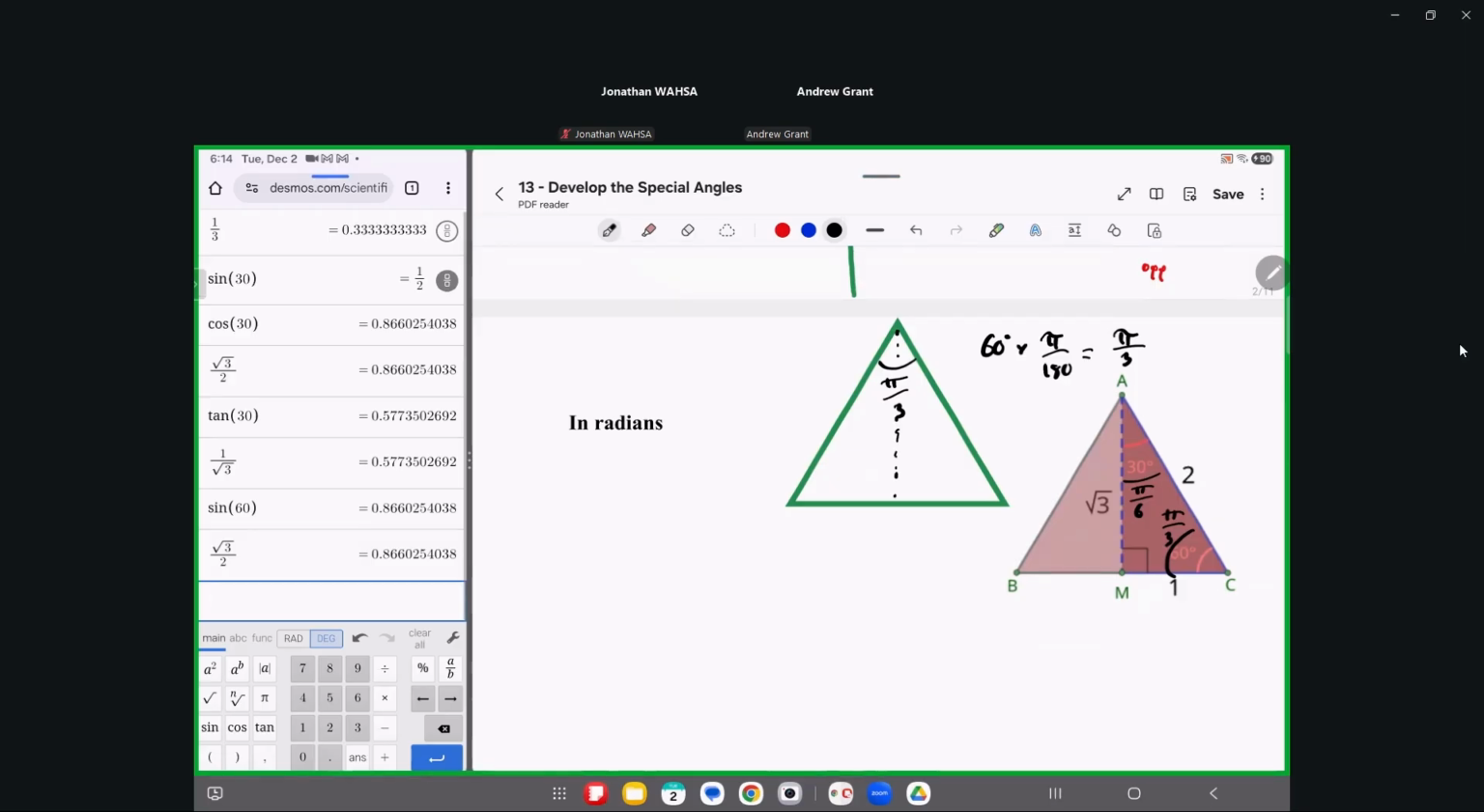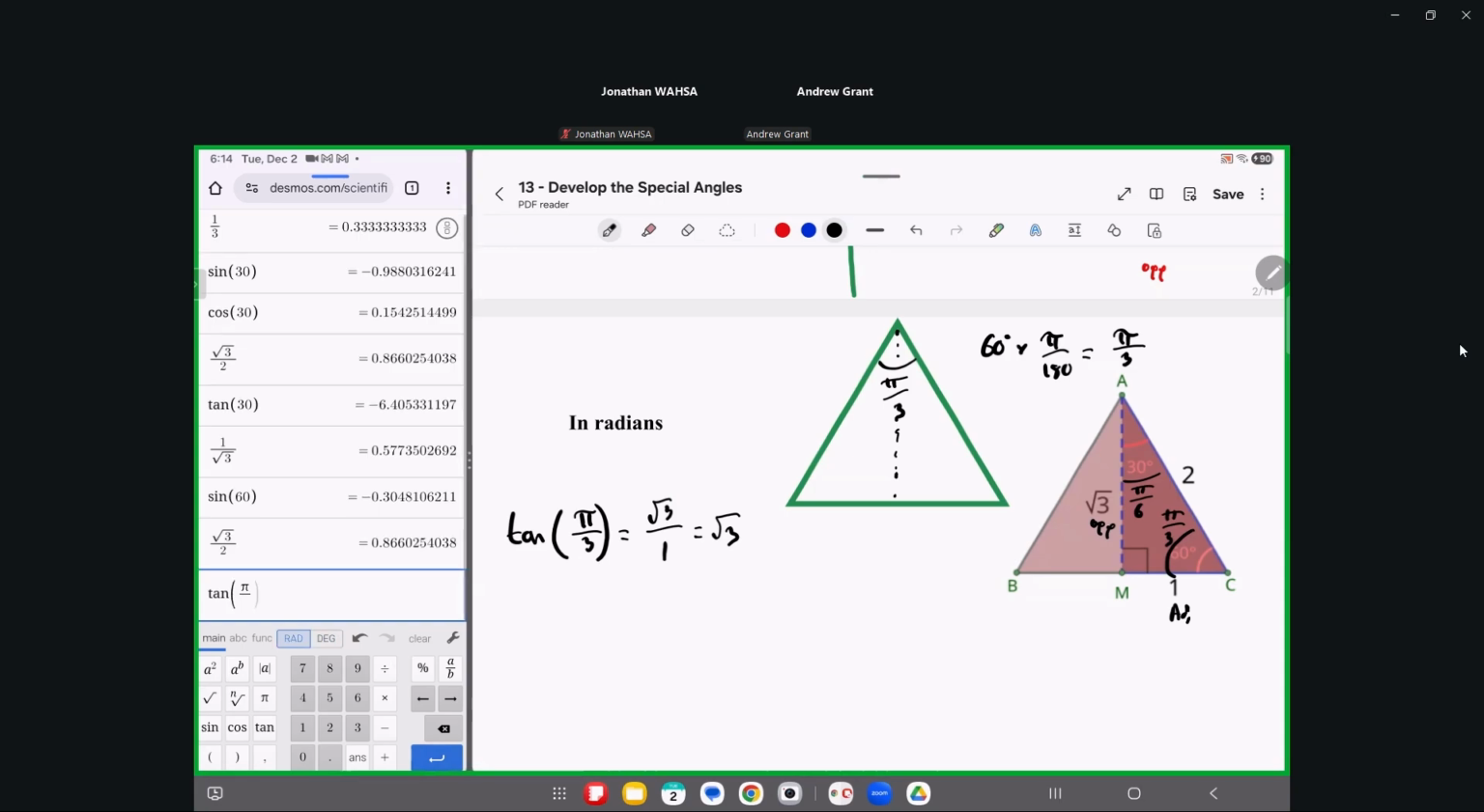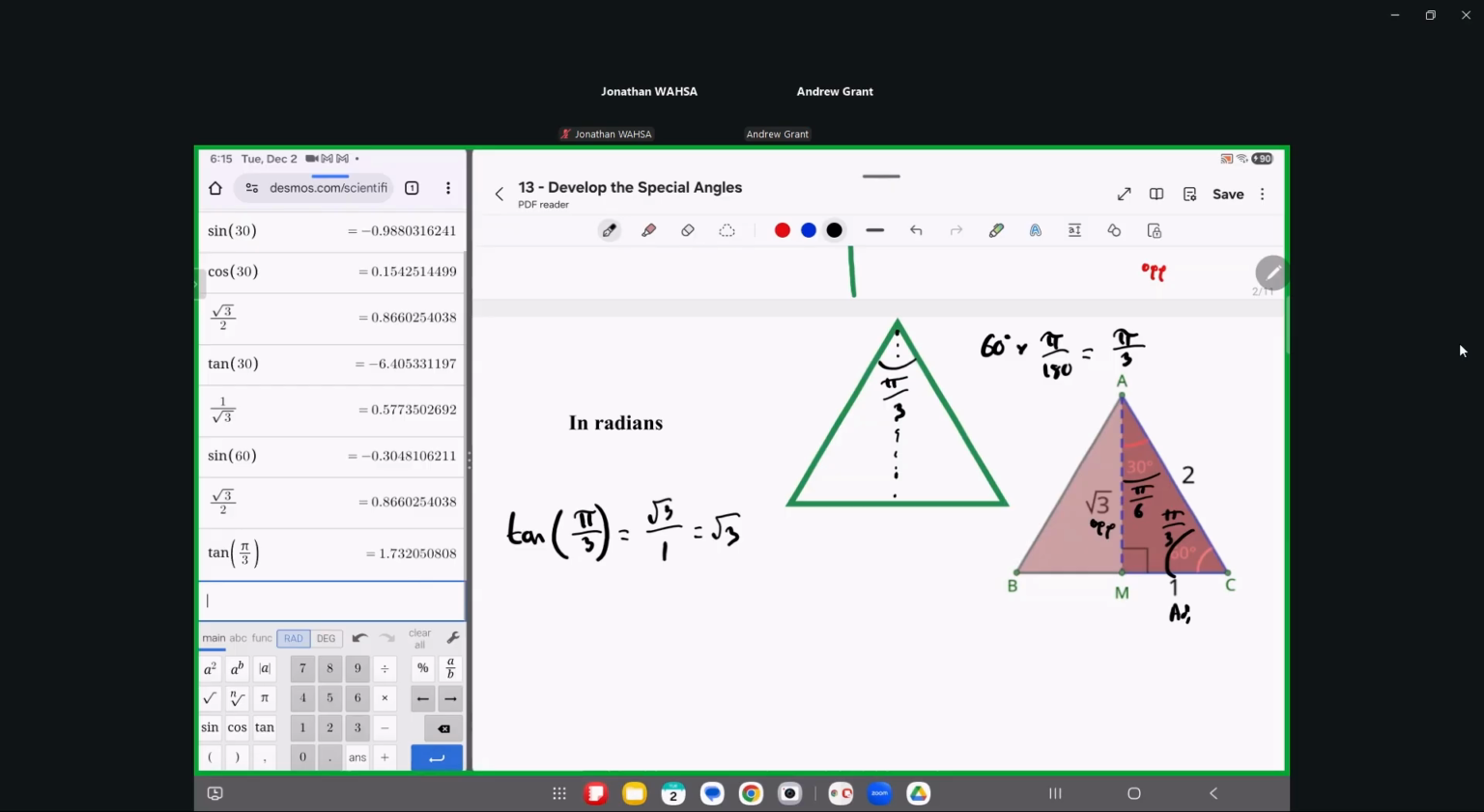So for example, if I wanted to know tan of pi over 3, say that the root 3 would be the opposite, so tan of pi over 3 would be equal to root 3 over 1, which is just the square root of 3. And on your calculator as well, if you were to type in tan of pi over 3, you would get this 1.73 number, which is the same thing as the square root of 3.